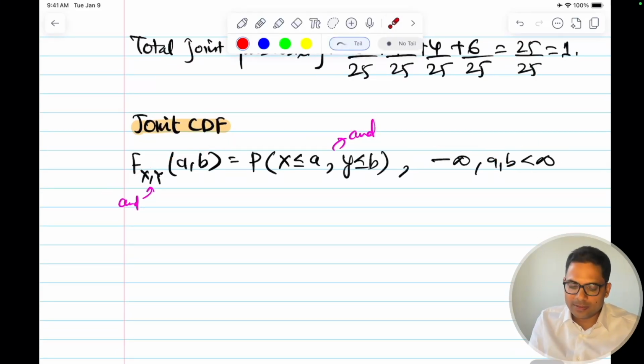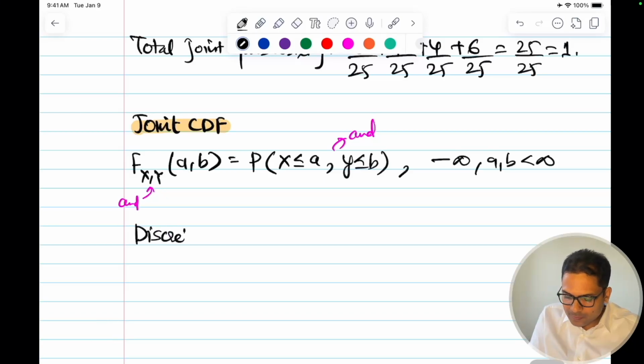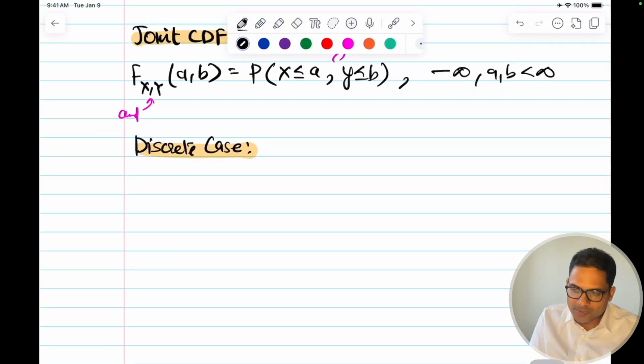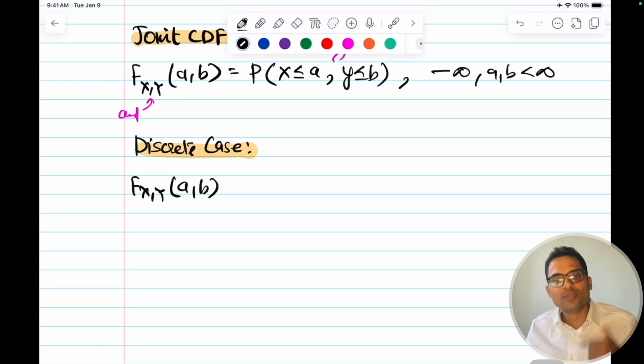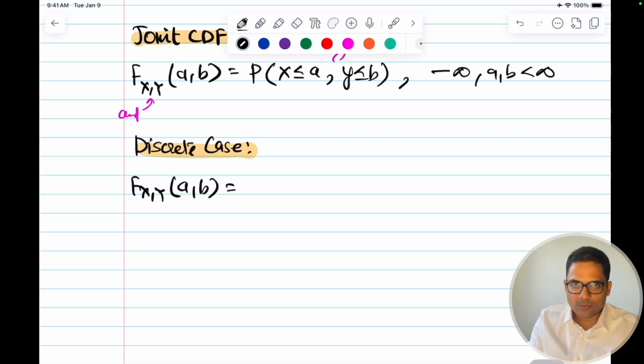And what will be the value for the discrete case? Same thing. How will we write it? F of x comma y, x and y, a and b. I'm using this a and b now, and later on I'll come back to the x and y notation. It is just to make you familiar, only here I'll use it. So again, this will be probability of x. I'll write it so many times so that you remember it.